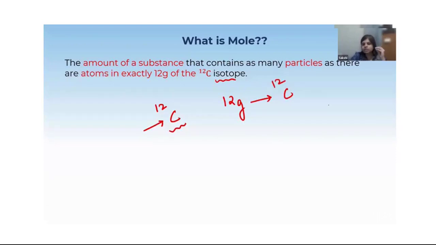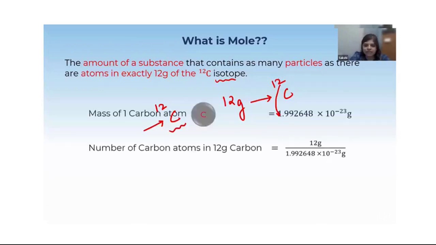So what does this 12 mean? Sorry, it is not the atomic number, it is the mass of carbon. Let us understand the mass of one carbon atom. The mass of one carbon atom is 1.992648 into 10 power minus 23 grams.